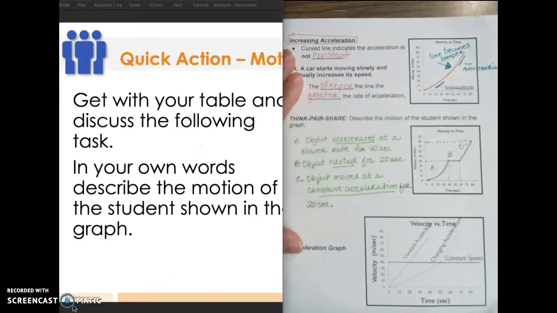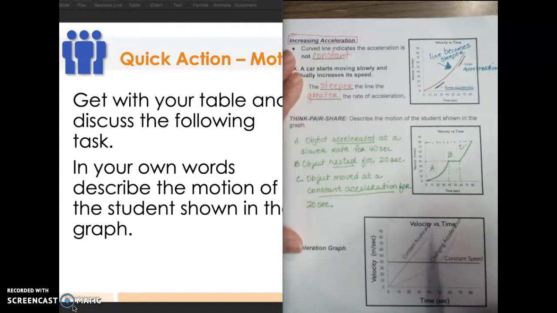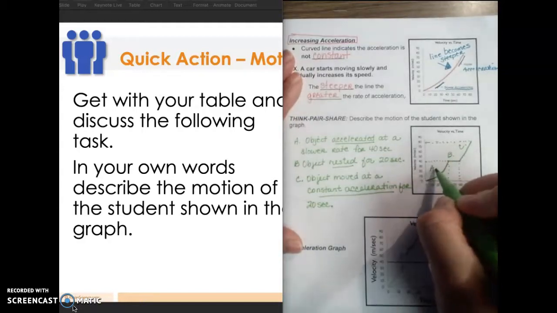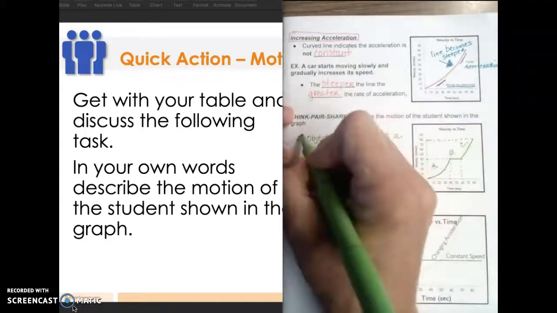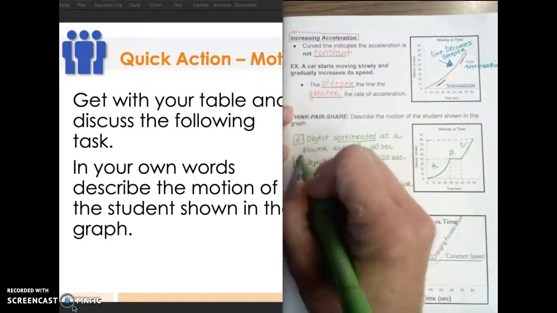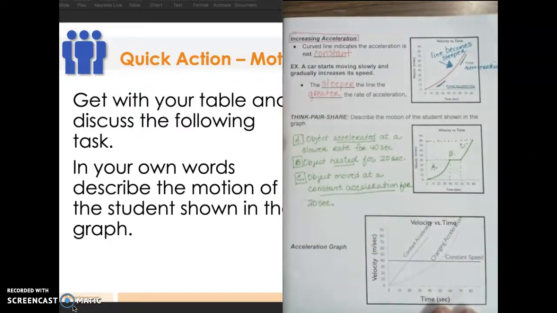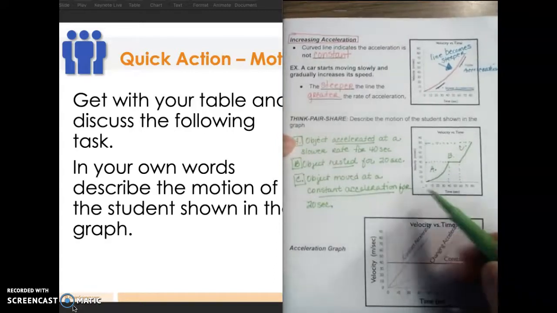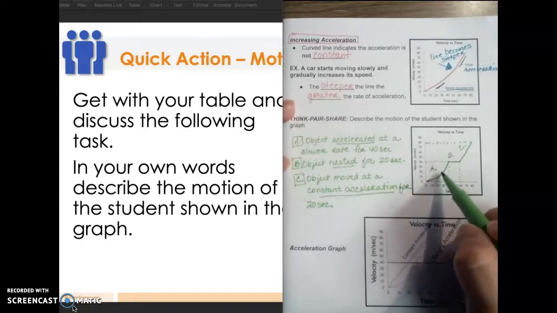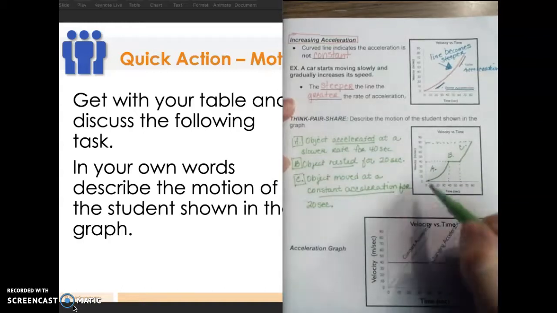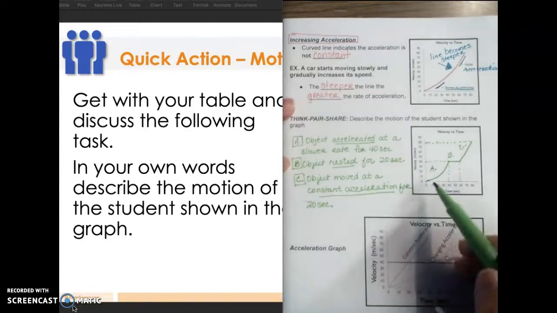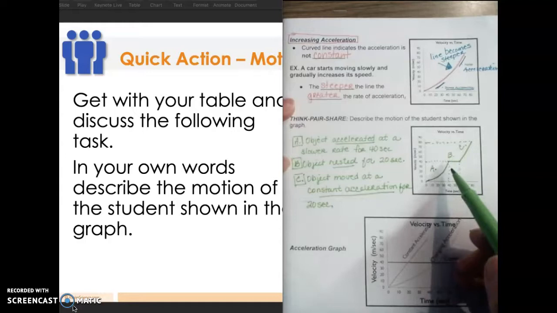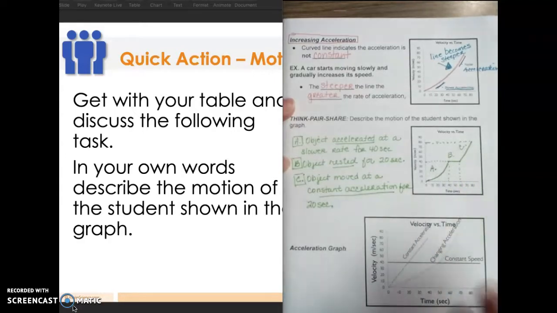Okay, now you guys are back and you've had time to look at your graph. I went ahead and labeled mine by each little section. So I have A, B, and C. So then over here, I wrote out what I felt was taking place at A, B, and C. So for A, I said my object accelerated at a slower rate for 40 seconds. So we know we're accelerating because we're moving away from our point of origin right here. But because that accelerated also is telling us because we have a curved line, but it's not very steep, it's very gradual. So that's how we know it's at a slower rate.